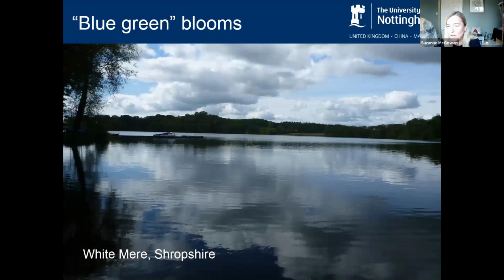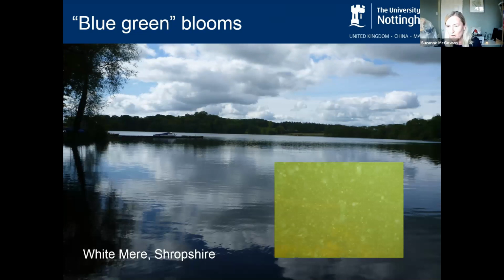I hardly have any photos from my PhD. This is my PhD site, Whitemere in Shropshire. And I was back there a couple of years ago. Interestingly, I stuck an underwater camera under there, and there were still great big flocks of, I think this is, it looked a bit like a Microcystis bloom at the time. So yeah, we've got loads of blue-green blooms still going on.